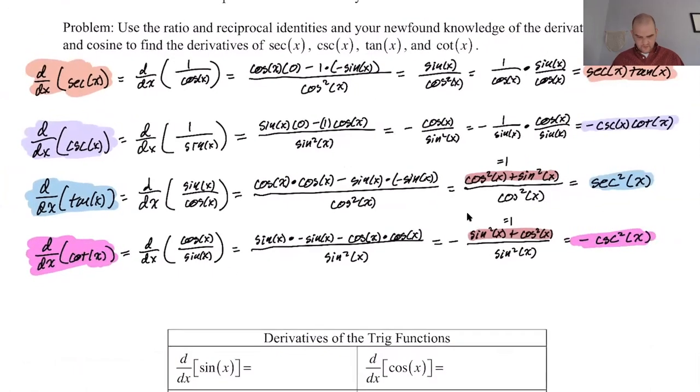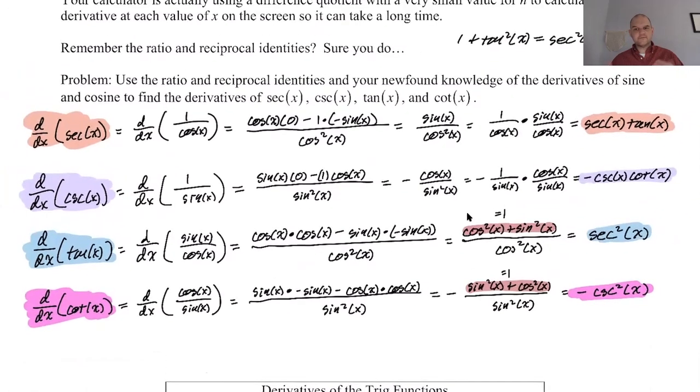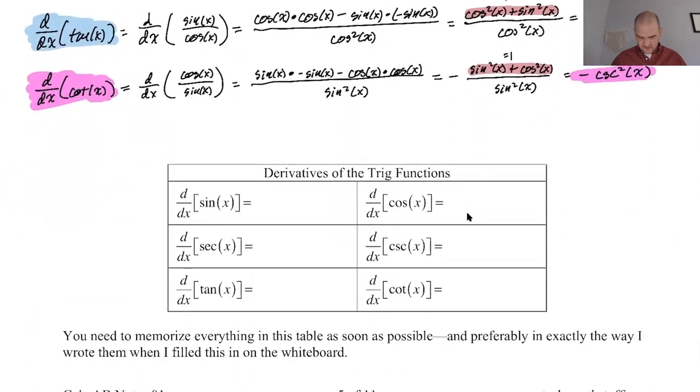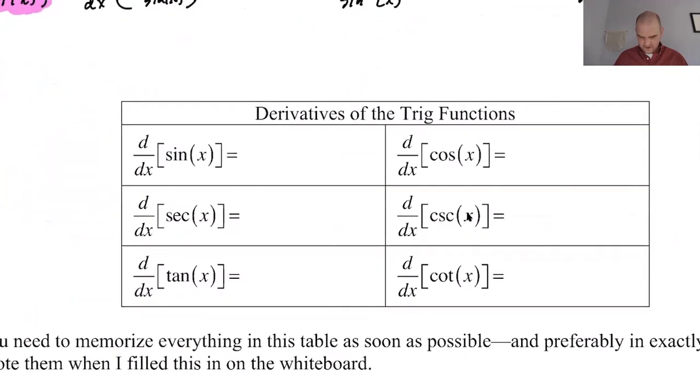All right, so look at that. We got some co-things happening here. We got some cofunction things happening. A lot going on. So I'm going to summarize them in this table, and then you're definitely going to memorize them.